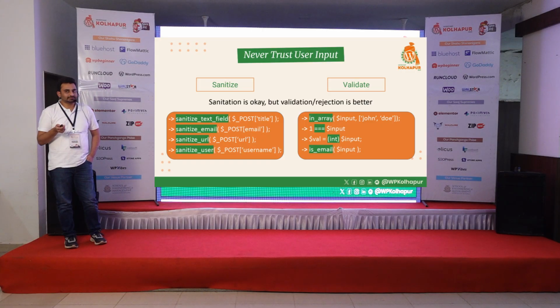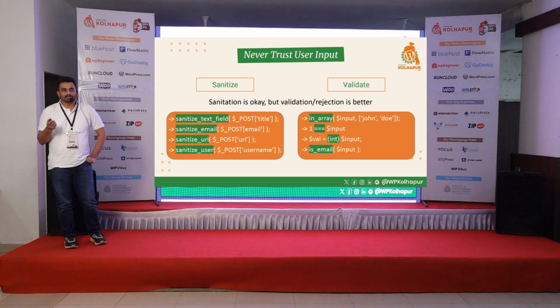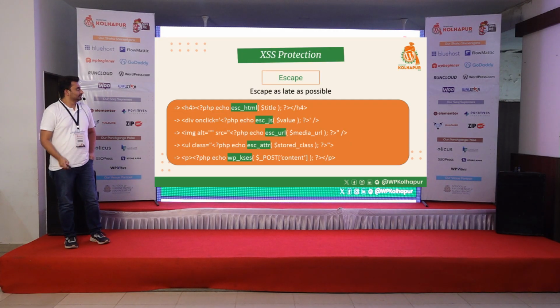And then we have typecasting, where you can typecast the input. If you expected an integer and the user inputted a string, you can typecast it into an integer, and then if it is not the same, you can trigger an error. Then we have the is_email function in WordPress, which validates whether the input that the user has given is a valid email or not. Similarly, there are many functions in WordPress as well as in PHP which you can use to validate the input. And the next one is XSS protection. So what is XSS?